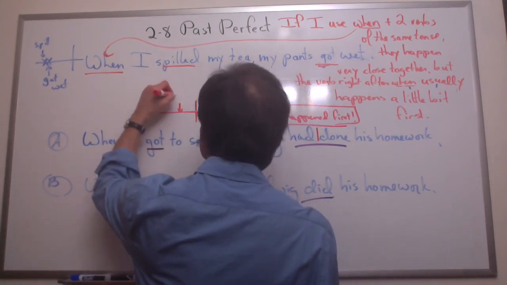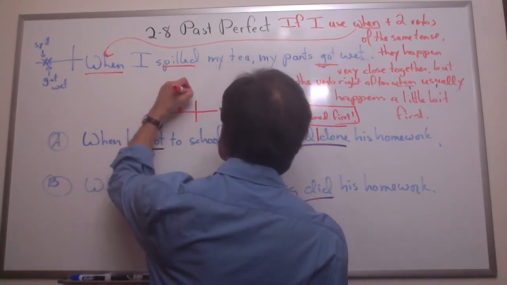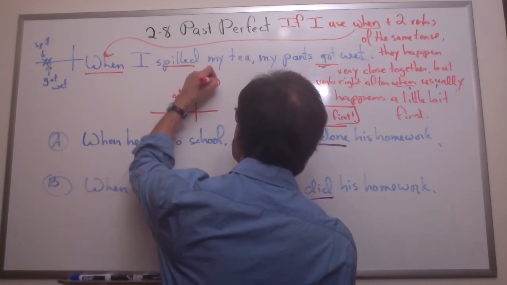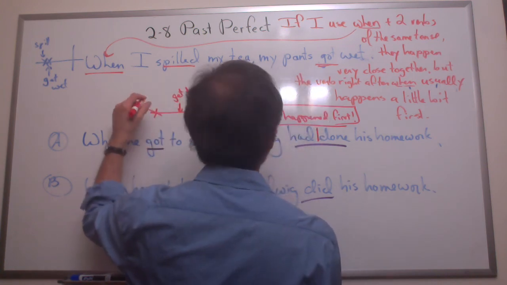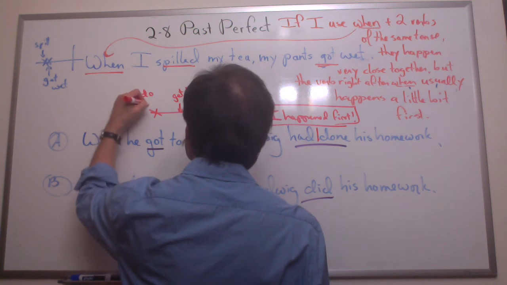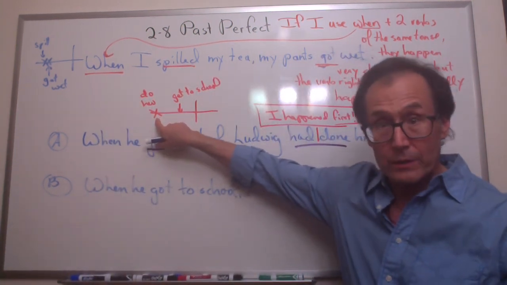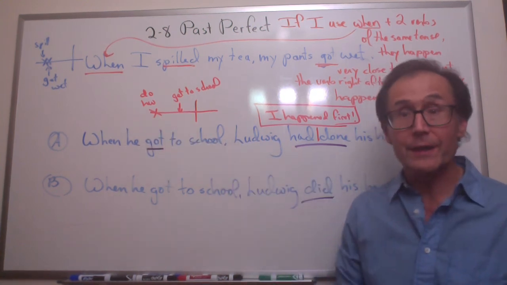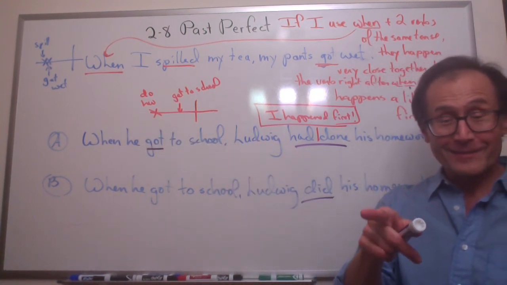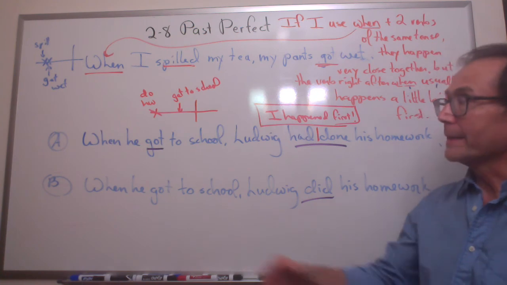Here I have get to school happened in the past. And then before get to school, he did his homework. Did his homework happened before he got to school. It was finished when he got to school. How is that? Okay, good. Now let's look at B.